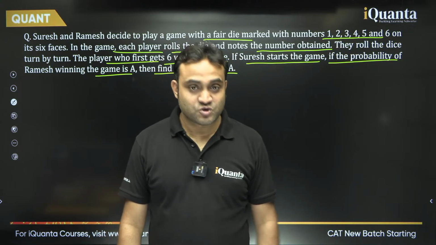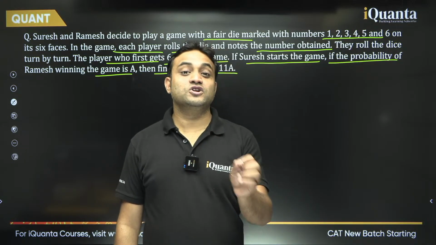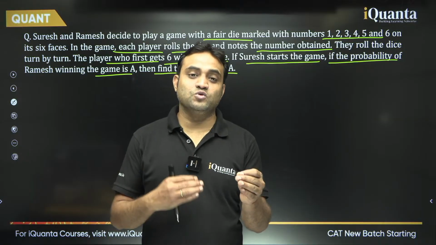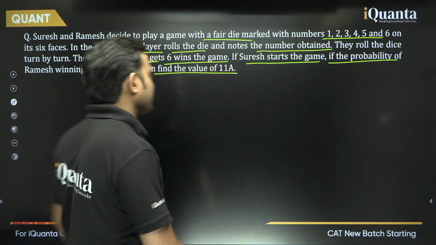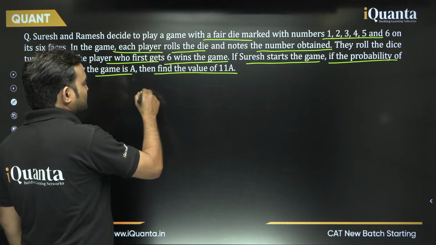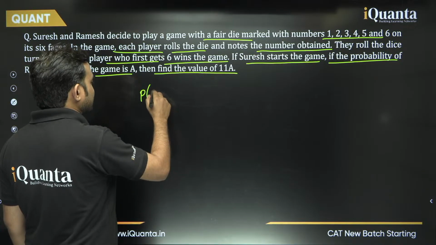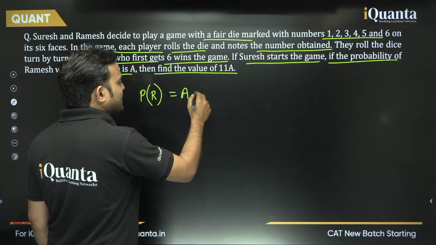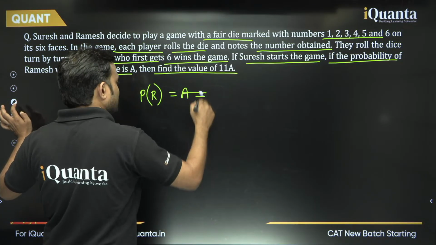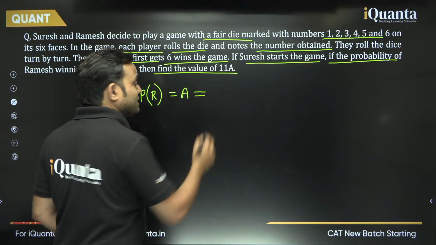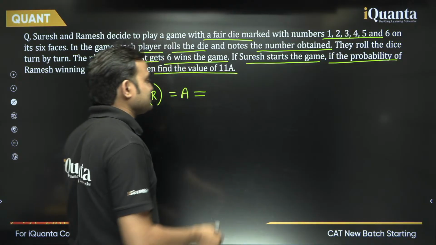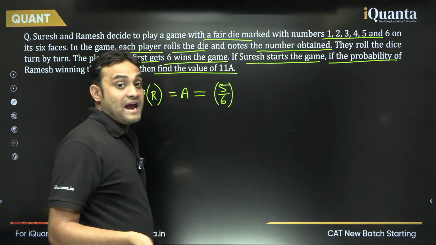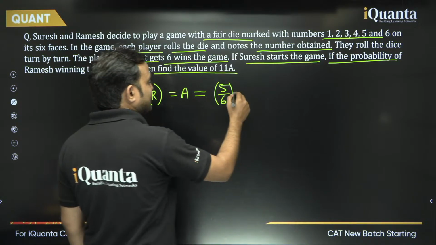So, how do we solve it? We start with Suresh, right? So Suresh should not get 6. Suresh must get either 1 or 2 or 3 or 4 or 5. So what we can say, the probability that Ramesh is winning, which is given in this question as A, will be equal to, when Suresh is not getting 6 in his attempt, probability of that happening is 5 by 6. And in the first attempt, Ramesh is getting 6 with probability 1 by 6.